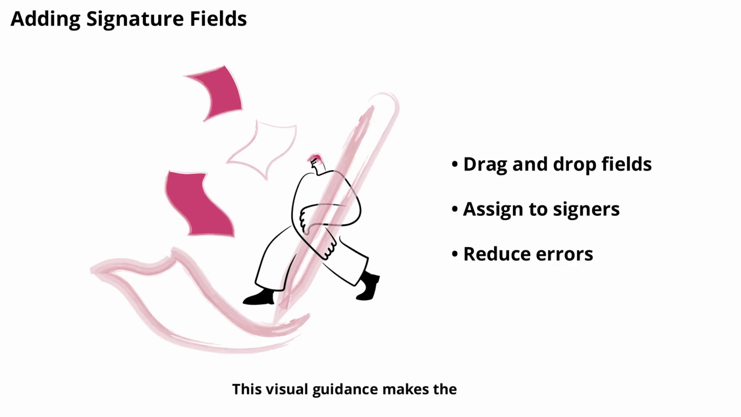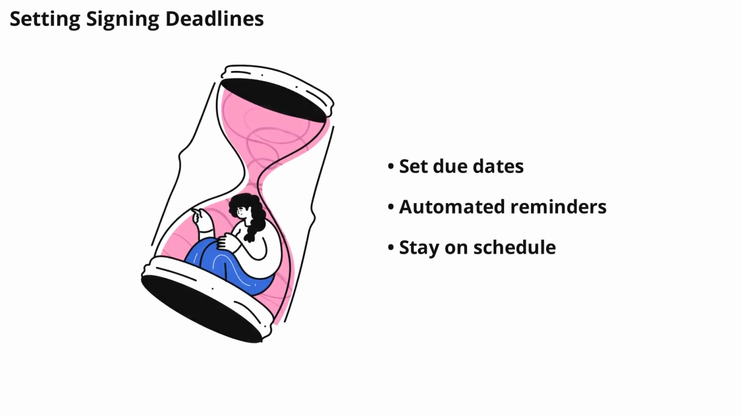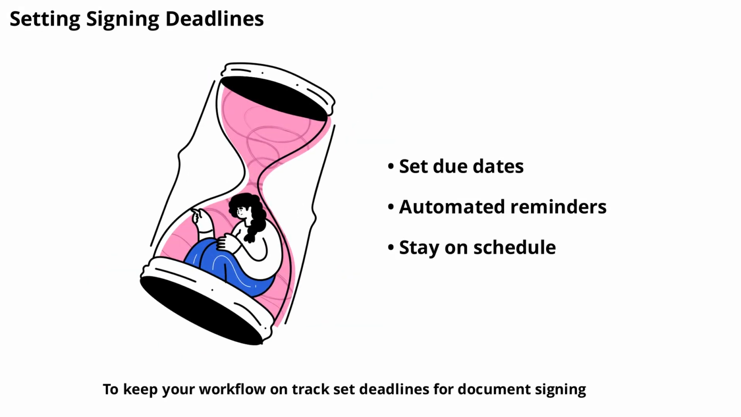This visual guidance makes the signing process clear and reduces mistakes. To keep your workflow on track, set deadlines for document signing. Most help desk platforms let you specify a due date for each signer. Automated reminders will be sent as the deadline approaches, helping everyone stay on schedule. Clear deadlines also create a sense of urgency and accountability.